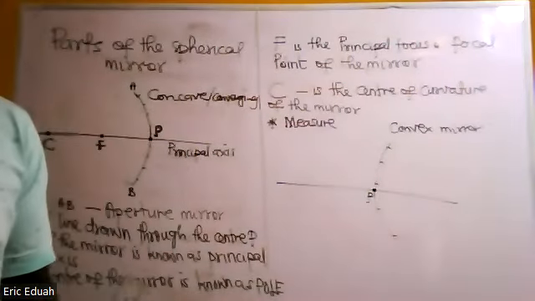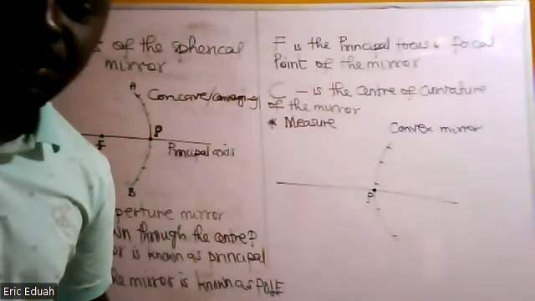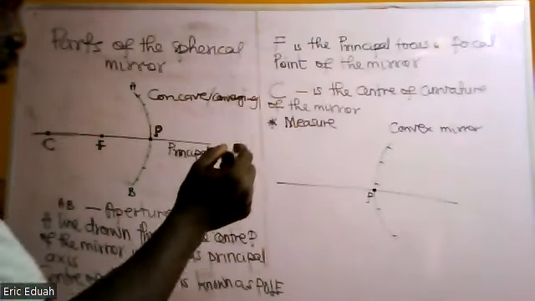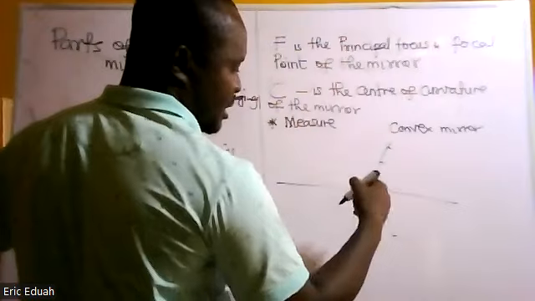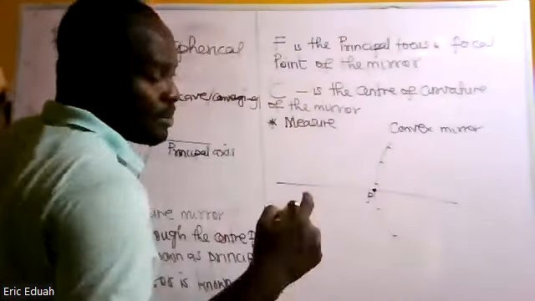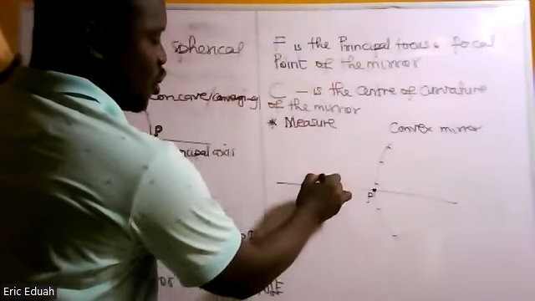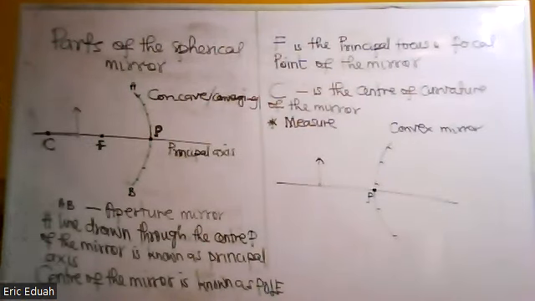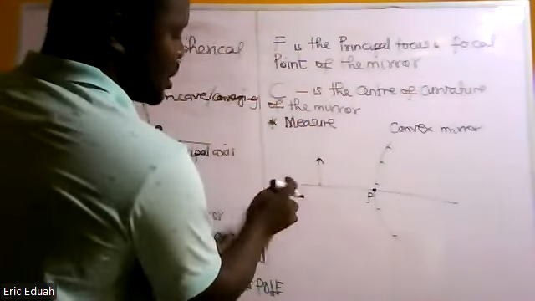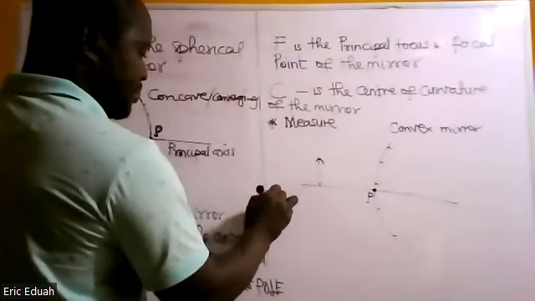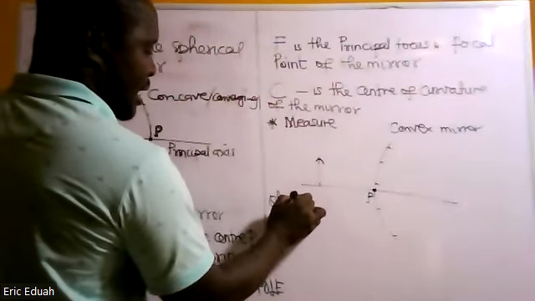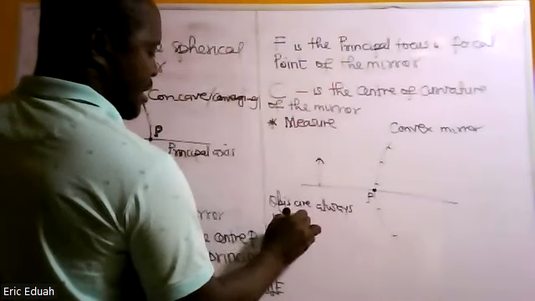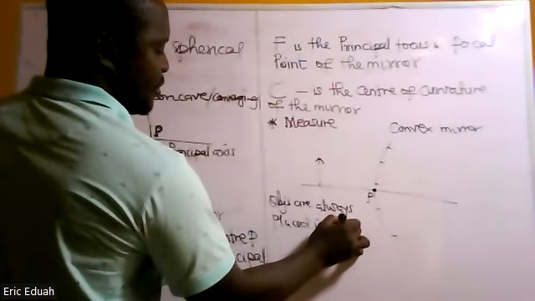Measurements on or around the mirror are always taken from the pole. So if this is the pole, whenever you are taking any distance, the object is always placed in front of the mirror. So objects would always be here, being it concave or convex. Objects are always placed in front of the mirror.